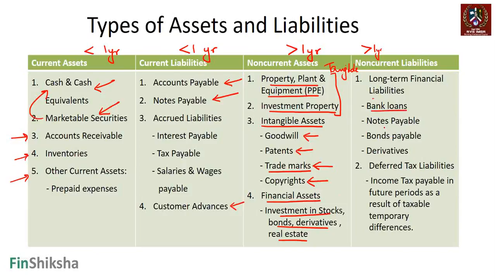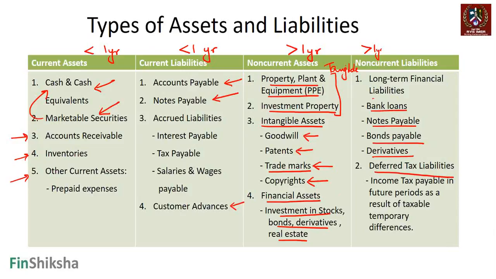You could have bank loans, you could take notes from government, or you could take bonds which are there. There could be some derivatives. Derivatives are probably going to be beyond the scope of our understanding at this point of time, but let's just say there are some financial instruments that could be there that have to be paid in the long term. Then there are some deferred tax liabilities.